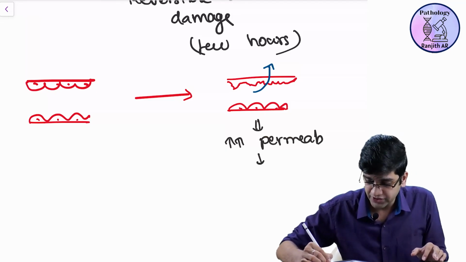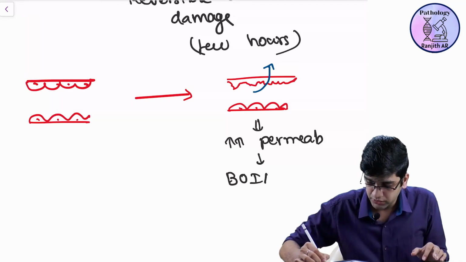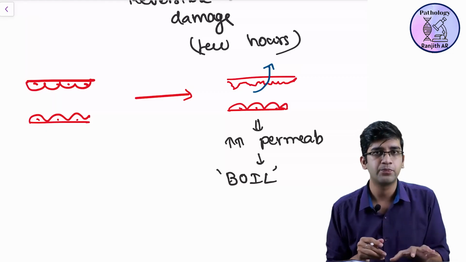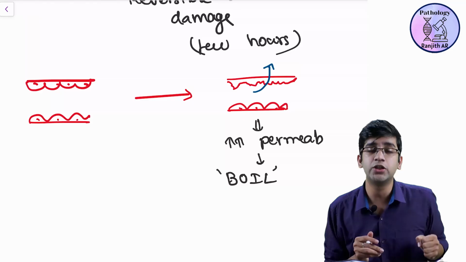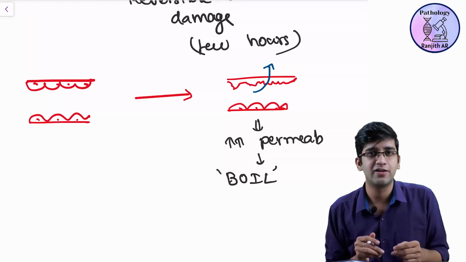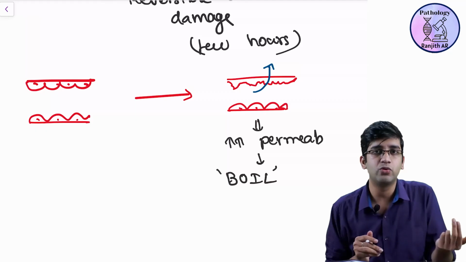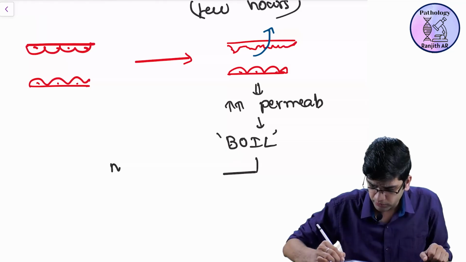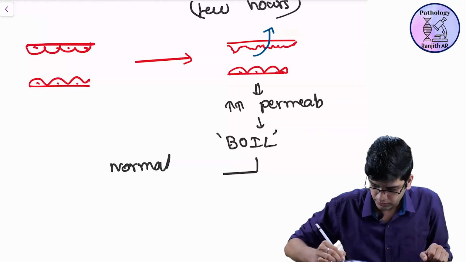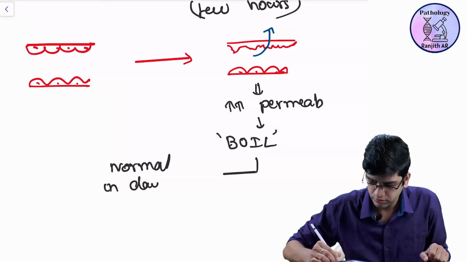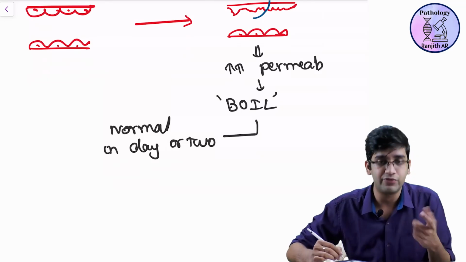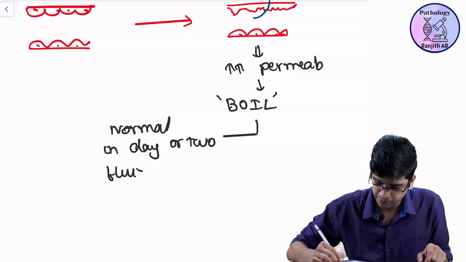During the increased permeability is where you will have the boil. The boil is nothing but the plasma accumulation outside the vessel, right? You'll have a boil. The boil will return back to normal within 2 days, because the lymphatic flow will take the fluid back to my body, right? It will return back to normal. Normalcy will happen in a day or two because the fluid returns via lymphatics into my body.